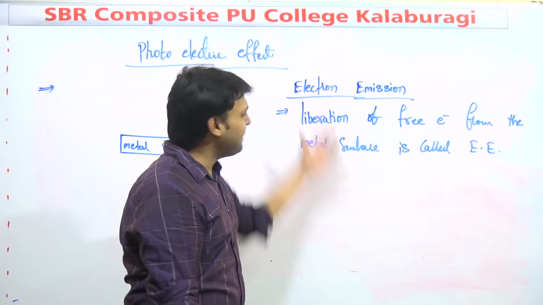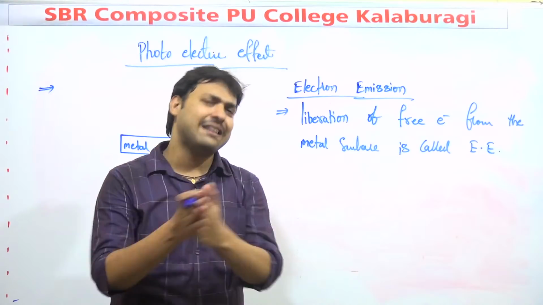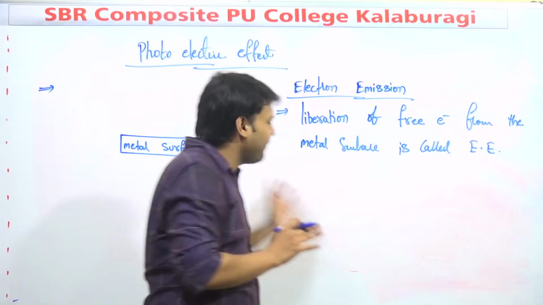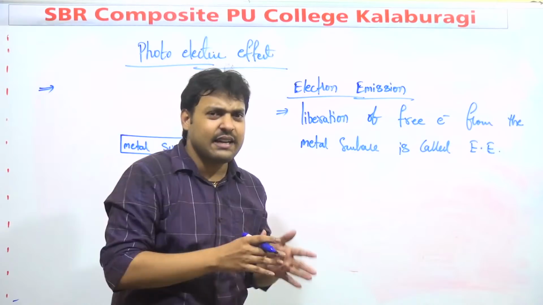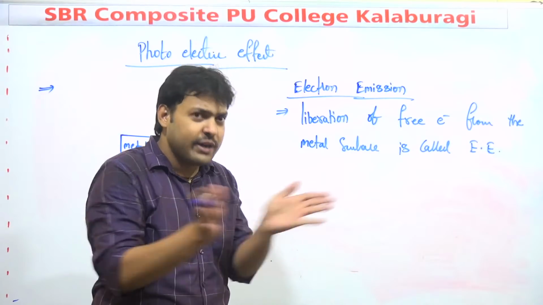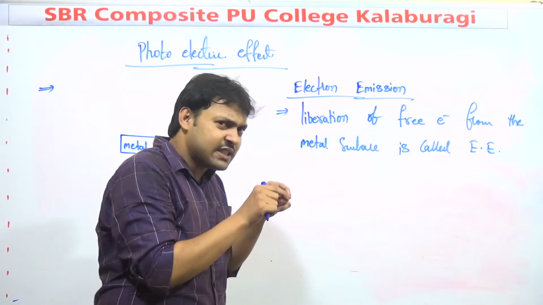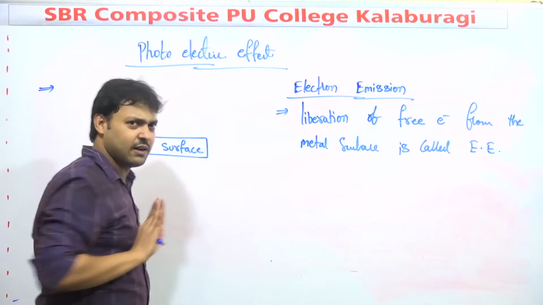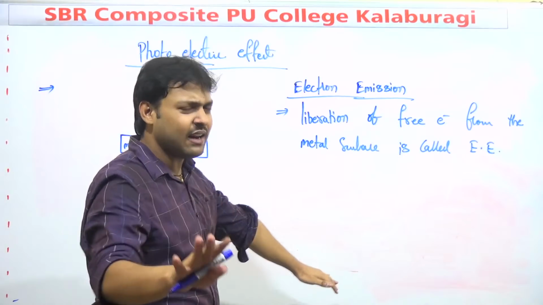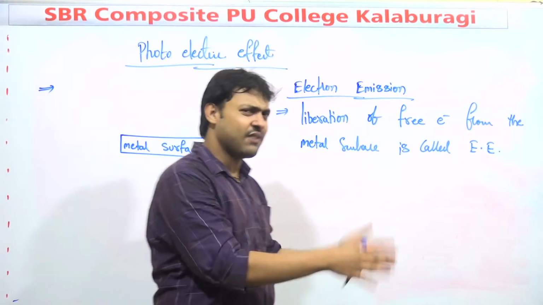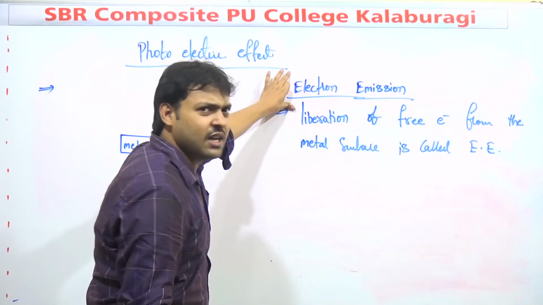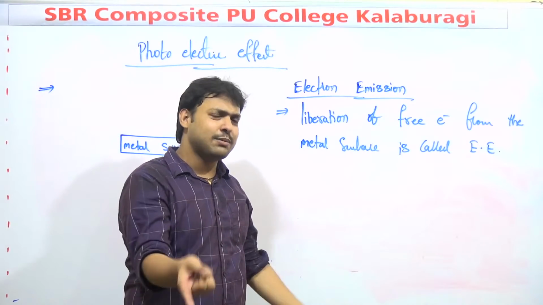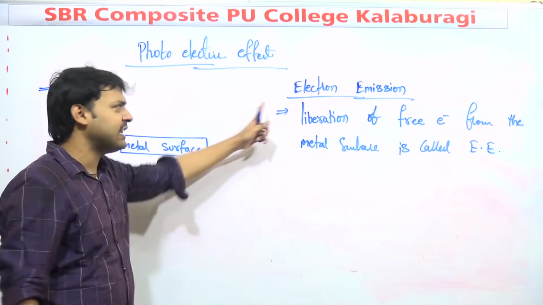Different types of emissions will be there. We'll see it later. First we'll see what we mean by photoelectric effect. On the way, whatever things we get, we will study everything, so don't deviate. Types and everything are there, but we will see them later. So what do you mean by electron emission? Electron emission is nothing but bringing out of the free electrons from any substance or from the metal surface. We call it electron emission.